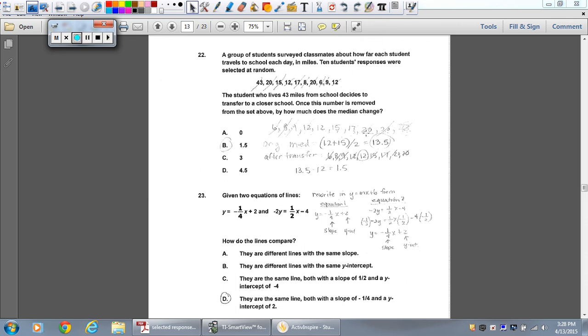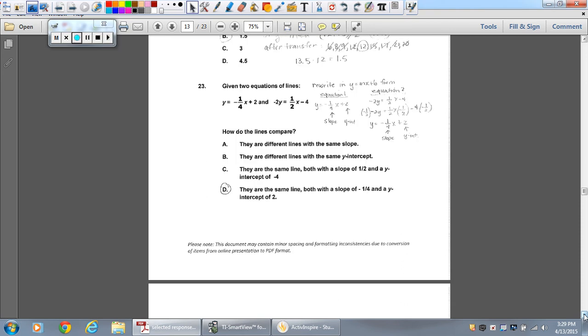Number 22 asks for the median. Make sure you write them in order. So once they're written in order, you can find the median. So I found the original median was 13.5. They didn't ask just for that. They said that you have a student that is transferring to another school, so I got rid of the 43 and that changed our median. And so my new median was 12, and it asked how much the median changed. So I just took 13.5 minus 12 and got 1.5.